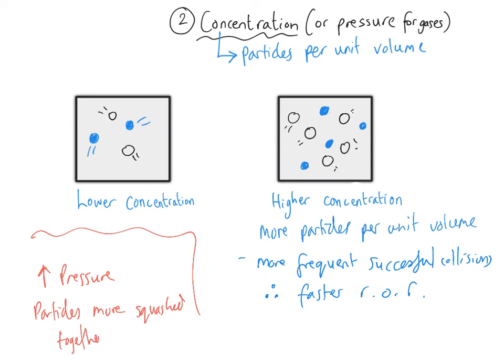And so the particles are closer and in a higher concentration, and there are more particles per unit volume, and once again, more frequent successful collisions and therefore a faster rate of reaction.